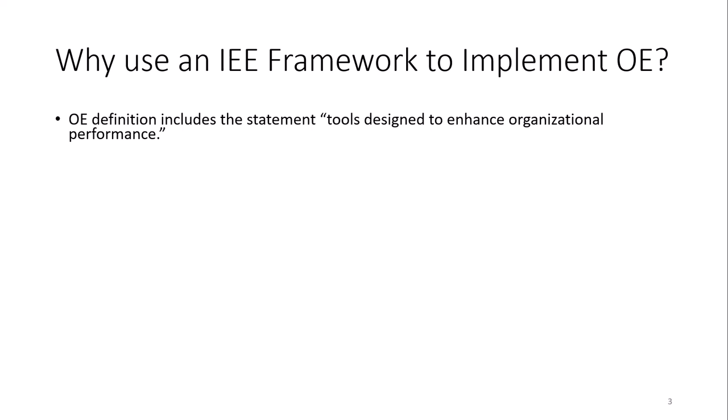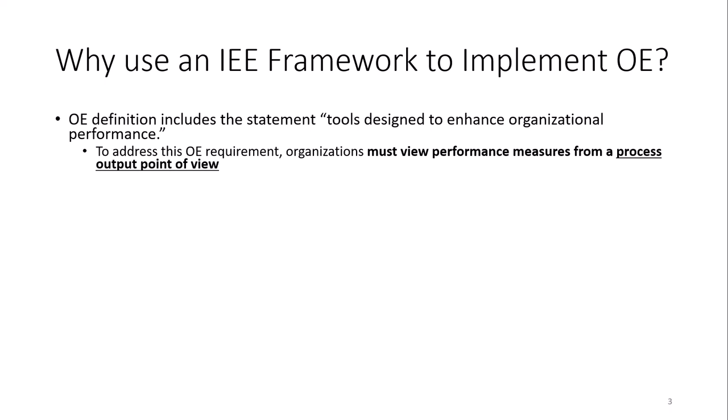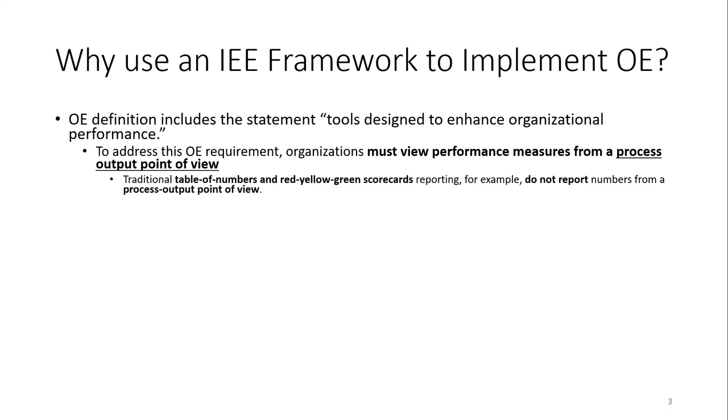The OE definition includes the statement, quote unquote, tools designed to enhance organizational performance. To address this OE requirement, organizations must view performance measures from a process output point of view. Traditional table of numbers and red, yellow, green scores reporting, for example, do not report numbers from a process output point of view.